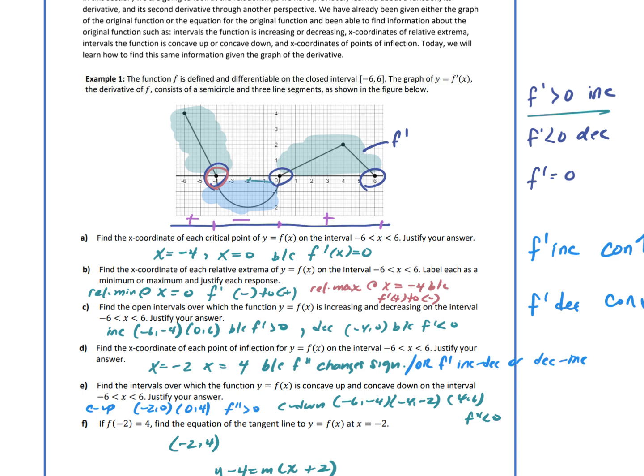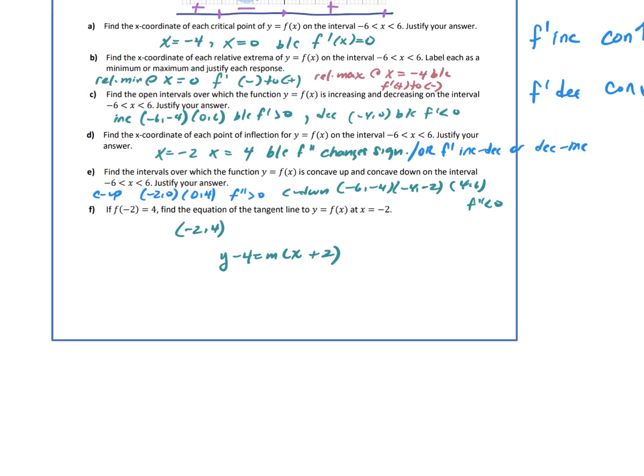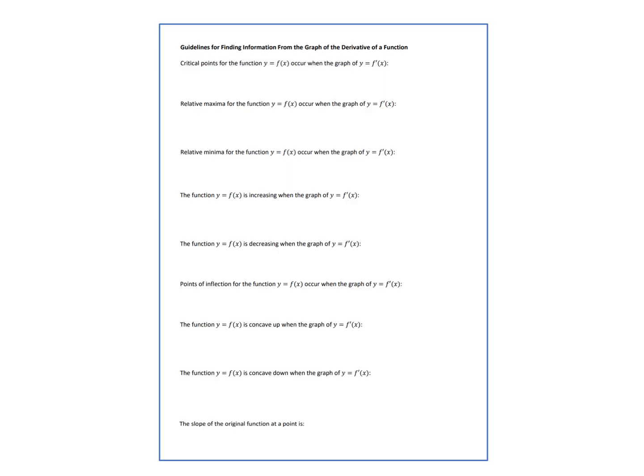So at -2, it is -2. Okay, I'm not taking the slope of the graph. This is a graph of the slope. So the slope at -2 is -2. So we're going to get y minus 4 equals -2, and then x plus 2. All right, so let me fill this out.